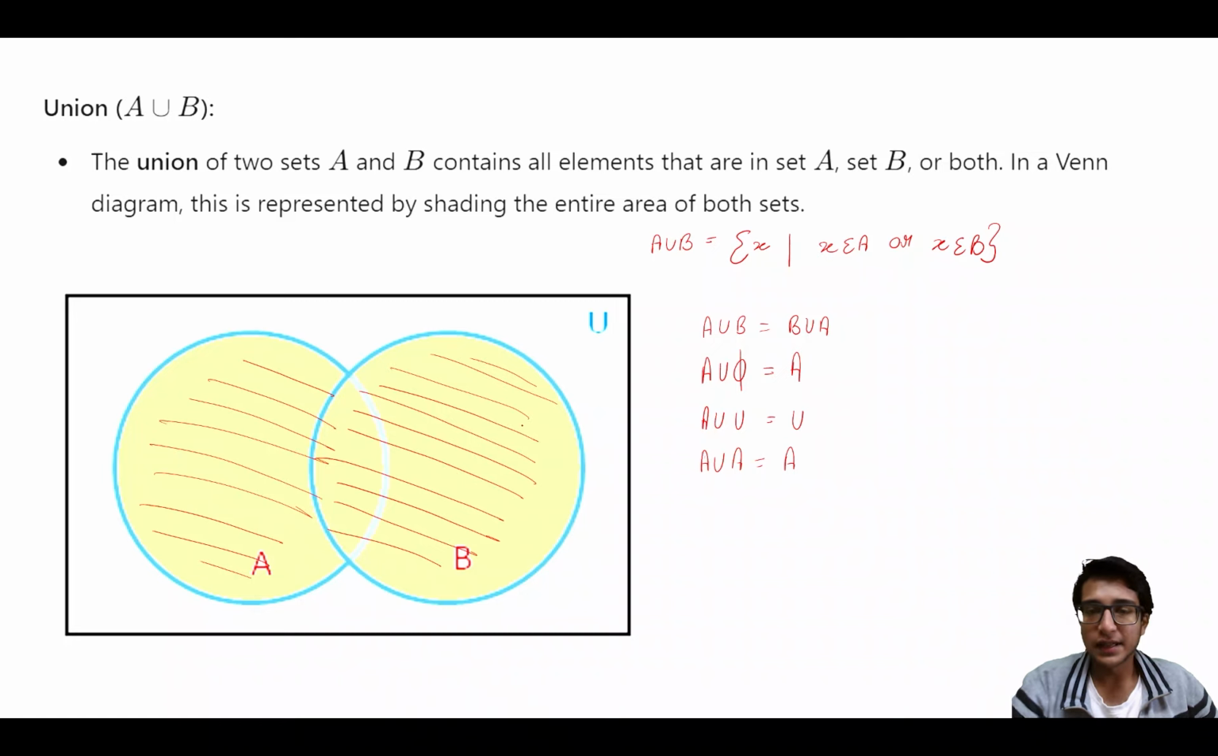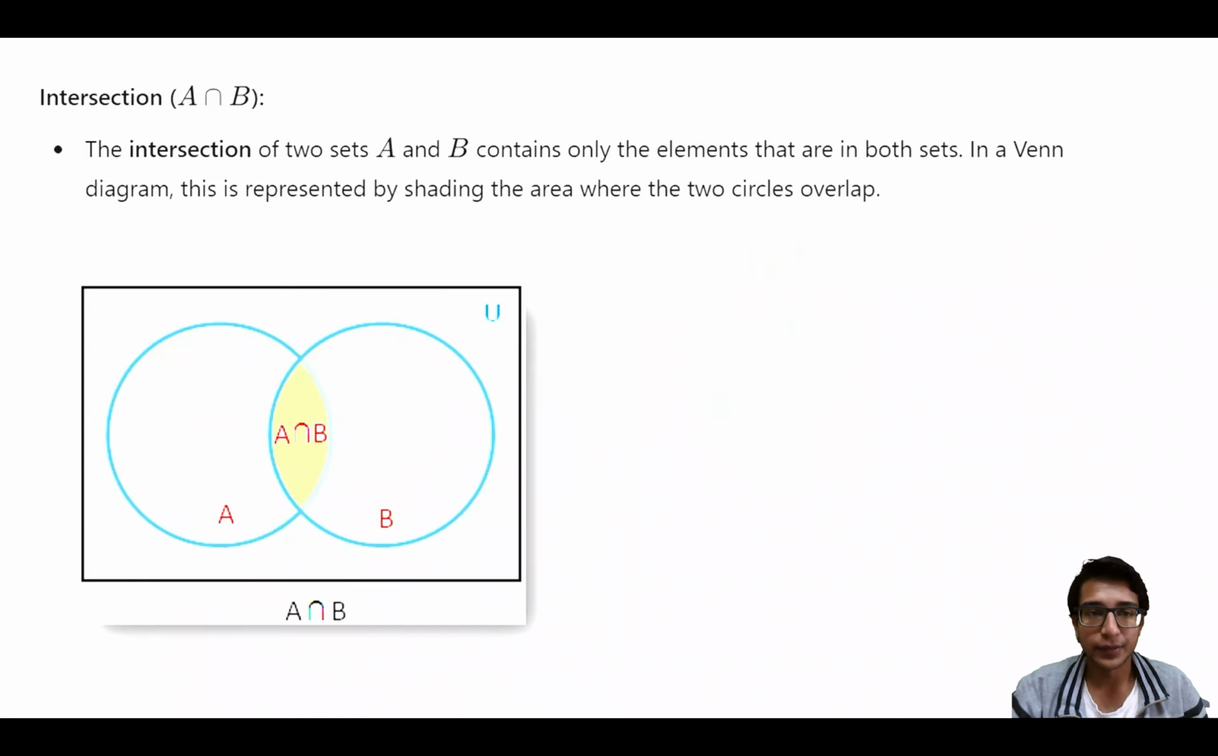Now these properties are going to be more or less similar. According to your logic, you can definitely write them down for all other operations as well, for example, be it intersection, difference, complement, or any other operation.